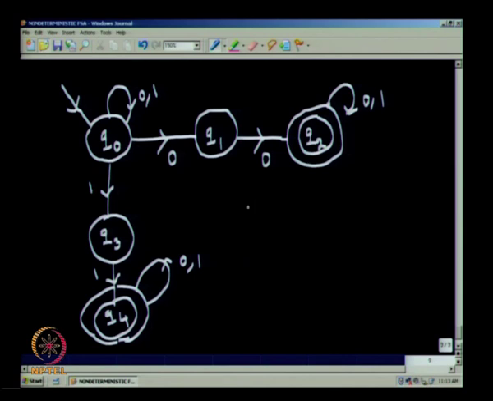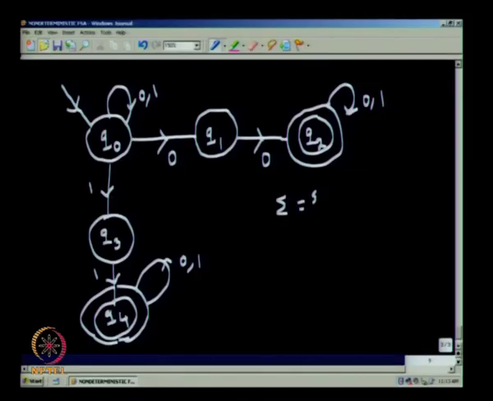Look at this, it is also a similar diagram, but there is some difference. These portions are the same, but you have an extra loop here. So, what is the language accepted by this machine?